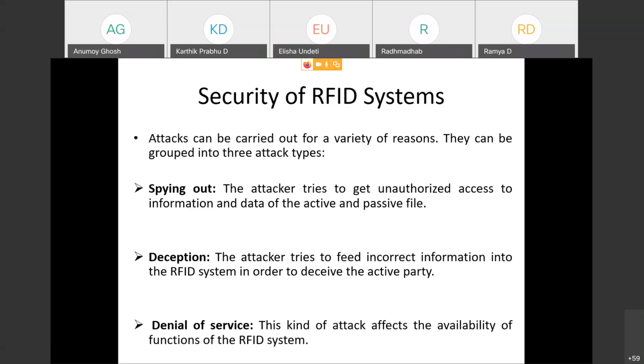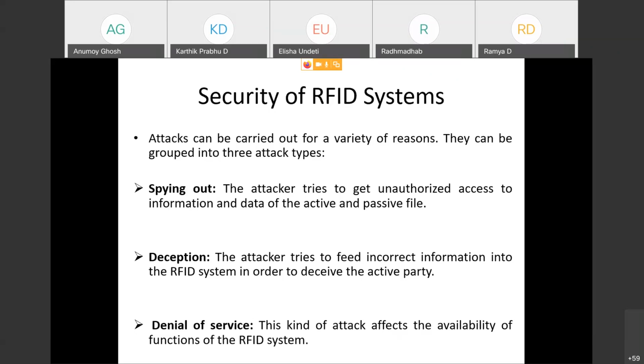That means feeding wrong information to the reader from the tag. And the third is denial of service. That means the kind of attack which affects the availability of functions of the RFID system. Suppose the reader of the speed breaker is tampered in such a way that it will not be able to control the speed of any car. So that is known as the denial of service. That means the service for which the RFID is adopted, that service is failing.